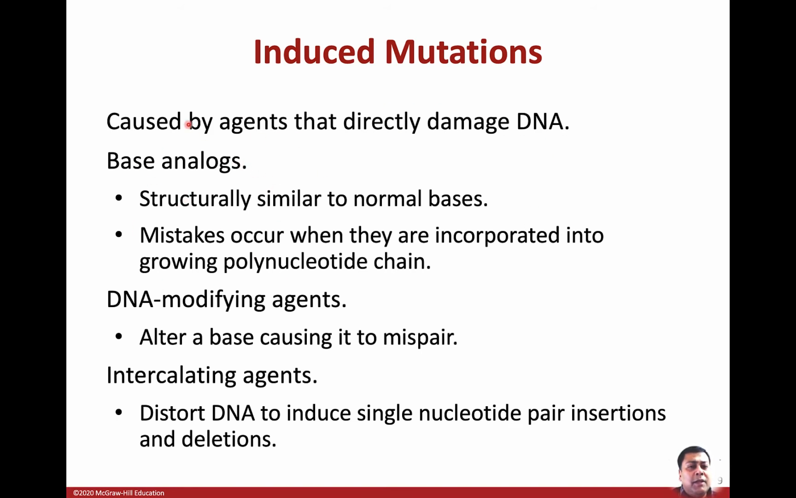Some of them are called the base analogs, and these are structurally similar to normal bases, and mistakes occur when they're incorporated into the polynucleotide chain. And these are present in the environment by itself, or these could be some of the chemicals that the bacteria can be exposed to, and they can be incorporated into them for inducible mutations. There are many DNA modifying agents. They alter the base by causing it to mispair as well. We're going to see those. And the intercalating agents distort the DNA to induce single nucleotide pair insertions and deletions. So let's take a look at a couple of them.